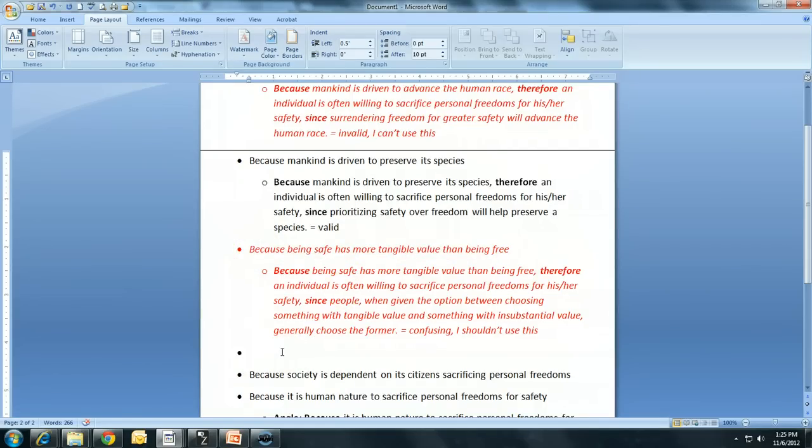Because being safe has more tangible value than being free, that's why an individual is willing to sacrifice. Well, what am I really saying there? What I'm really implying, in saying that being safe has more tangible value, is that people want things that are tangible. So I'm basically saying that people generally are pragmatic and not idealistic. There we go.